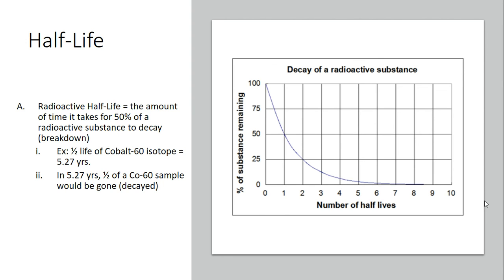So, a radioactive half-life is the amount of time it takes for 50% of that substance to decay or break down. So, for example, if we look at an isotope of cobalt 60, its half-life is about 5.27 years. So, in that given amount of time, half of that cobalt 60 sample will have decayed.